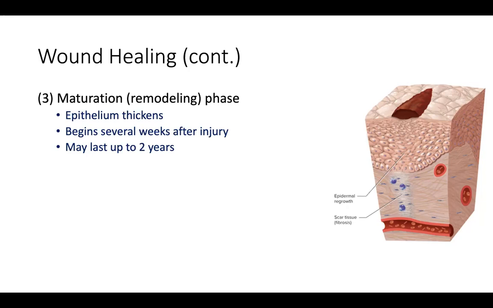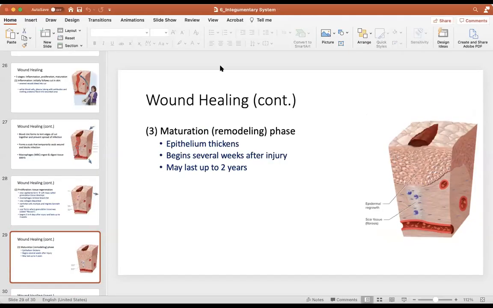All right, so those are the stages of wound healing. And that wraps up our integumentary system chapter. So that's everything you need to know, well, for this class anyway, about the skin and its associated organs, glands, etc.